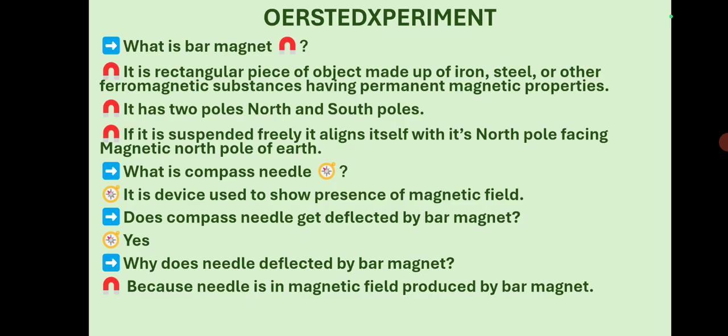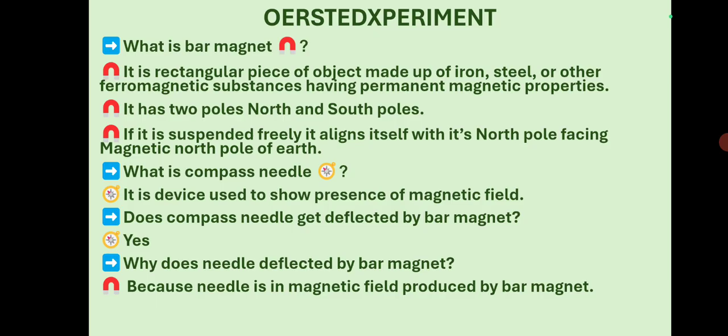So a bar magnet is made up of such a ferromagnetic material. It has two poles, north and south. Now if this bar magnet is suspended by tying a thread at any place on the earth, we find that it aligns itself with its north pole facing the magnetic north pole of the earth. Why did I use the words magnetic north pole of earth?